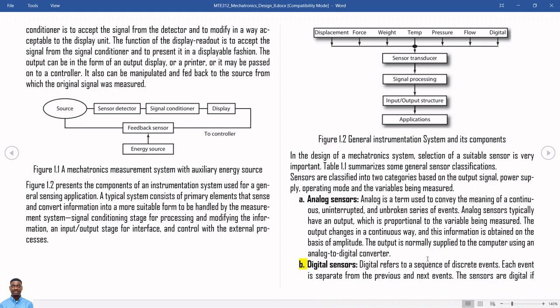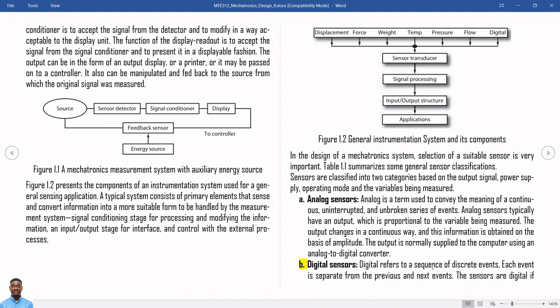Then we have digital sensors. Digital sensors are a type of sensors. So before we look at that, we have to talk about what digital means. When we say something is digital, it refers to a sequence of discrete events.